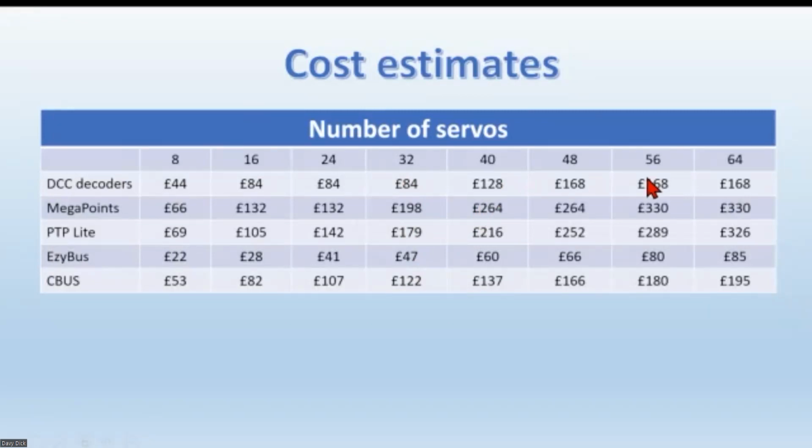And if we go up to, I didn't go any further than 64 servos. You can see then that DCC decoders are broadly similar in price to the CBUS system. Peer-to-Peer Lite becomes an expensive option, very similar to Megapoints. And EasyBus, again, remains a very cheap option.